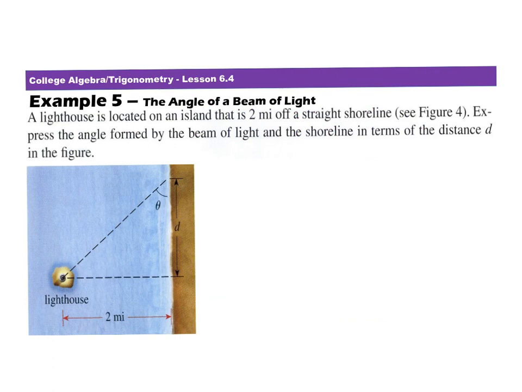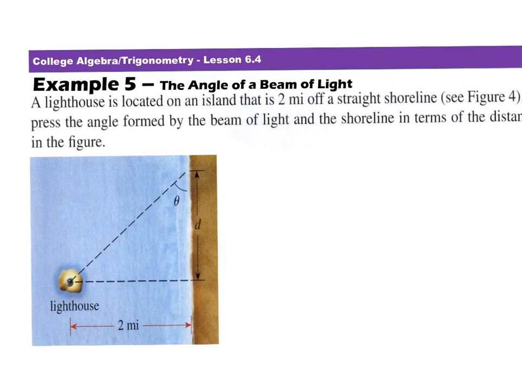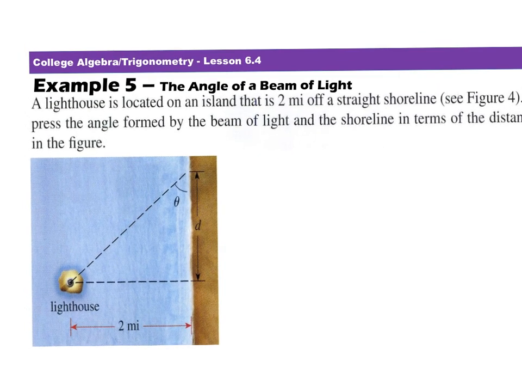Okay, let's look at this last one. It says a lighthouse is located on an island that's 2 miles off a straight shoreline. Express the angle formed by the beam and the shoreline in terms of distance in this figure, okay? What are we looking at? Where is theta? Theta is in the corner. Theta is right here in the corner, right?